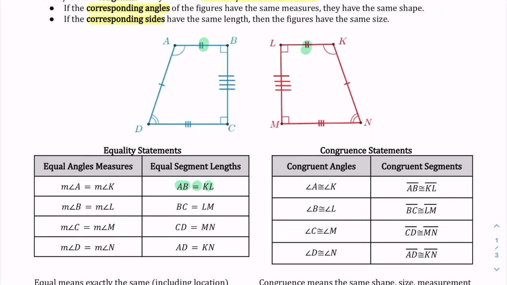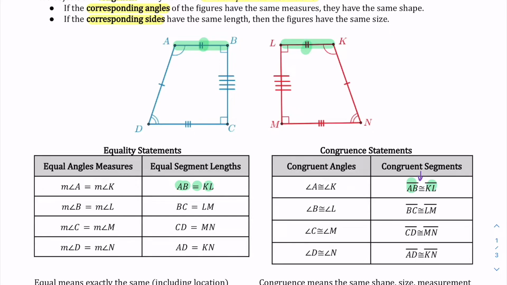And then for the congruent statement over here, this line above does say segment AB. So segment AB is congruent, because it has a little squiggly over the equal sign, to segment KL.